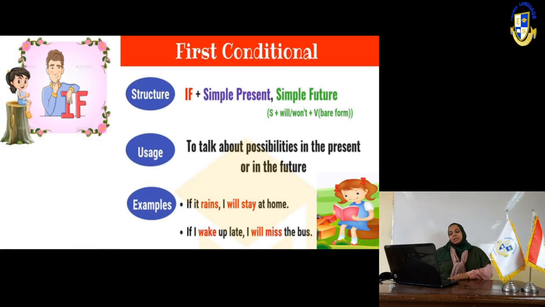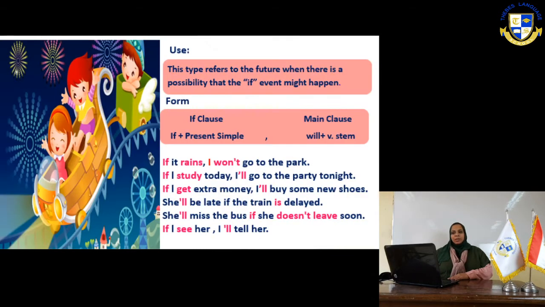Okay, now the second example. If I wake up late, I will miss the bus. Now, if I wake up late, wake here is present simple. And the other part is will plus the verb in stem. I will miss the bus. Let's see slide number 3. Now, the use. This type refers to the future when there is a possibility that the if event might happen. So if the condition happens, the action will happen.